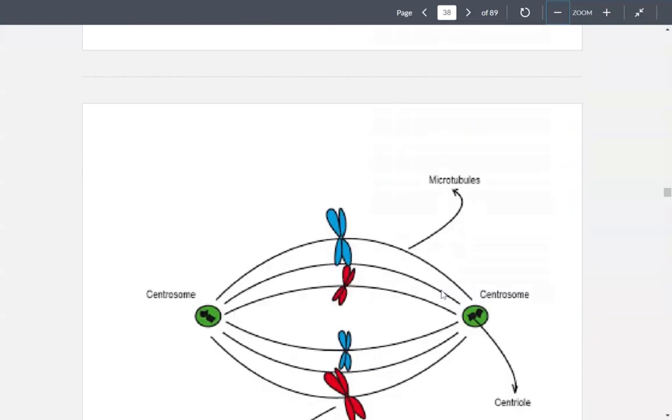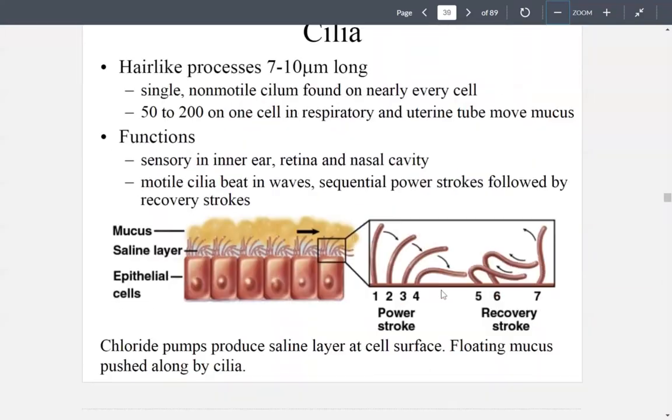What are cilia? Well, cilia are hair-like processes, about 7 to 10 micrometers long, single, non-motile, meaning they don't move at all themselves, and are found on nearly every cell. They're like a hangover type feature.